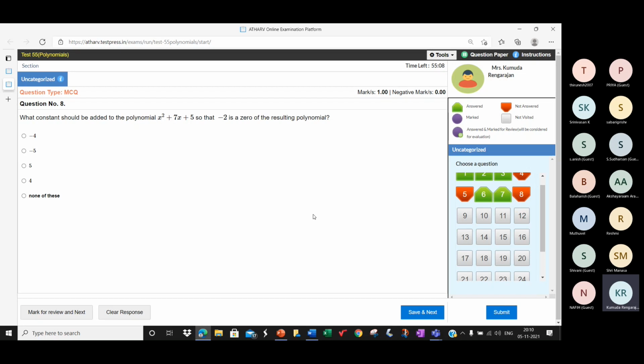Okay. Now what's given? So that minus 2 is a 0 of the resulting polynomial. So now in this equation, in place of x, use minus 2, because it's given that minus 2 will be a 0 of the resulting polynomial. So in place of x, use minus 2, solve and find the value of k. And that's the answer. That is the constant to be added.